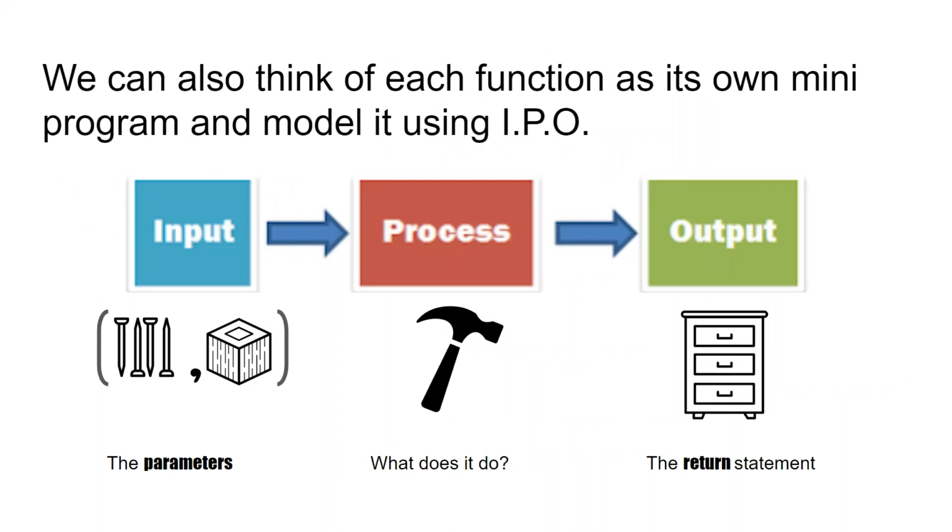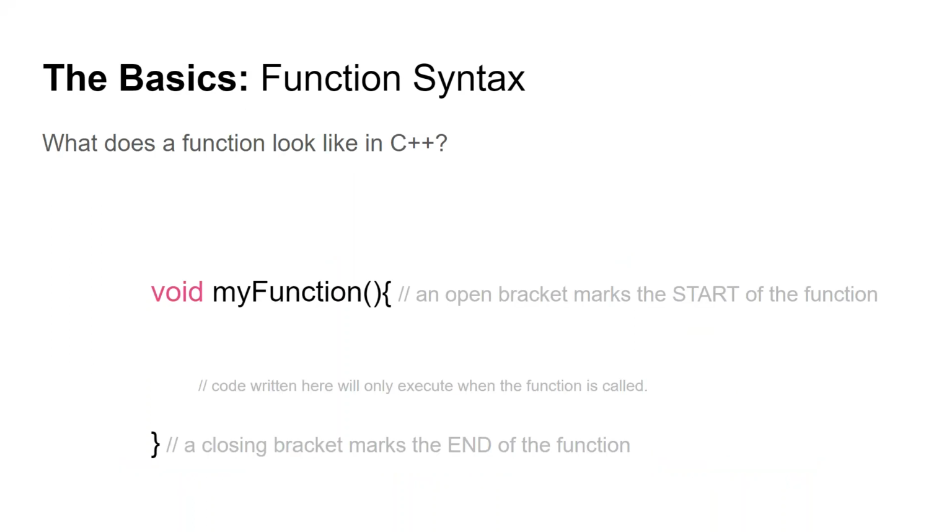You could also think of it as an IPO model, which is a certain type of modeling technique you can use for computer science. An IPO model is basically an input, process, and output. So you could think of the input as the parameters, the process is what's actually happening, and the output is the thing that gets returned. But sometimes it doesn't return anything, and we'll get into that.